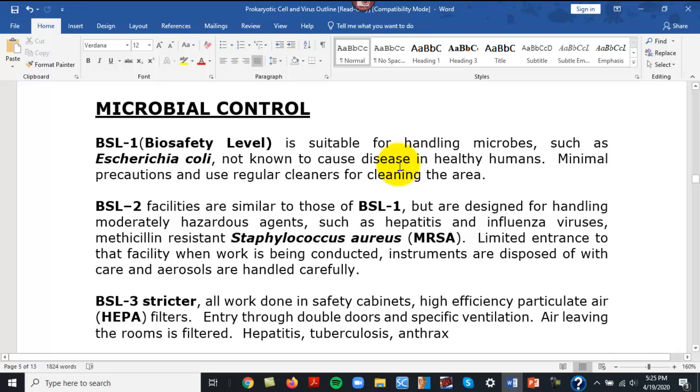You have inside there microbes you can work with that are not known to cause disease. So minimal precautions, regular cleaners. That's like the lab at Howard College or Angelo State University, that kind of thing.